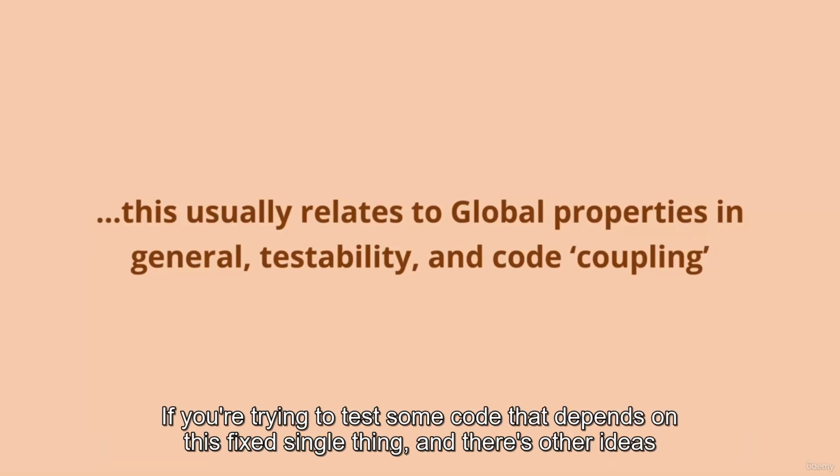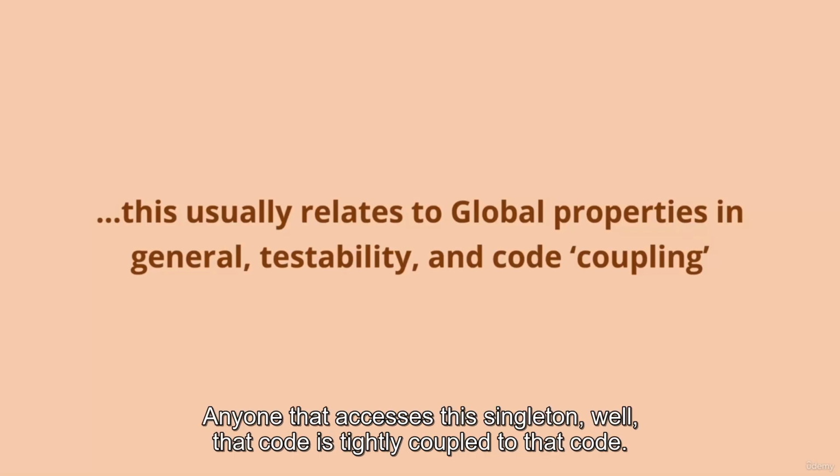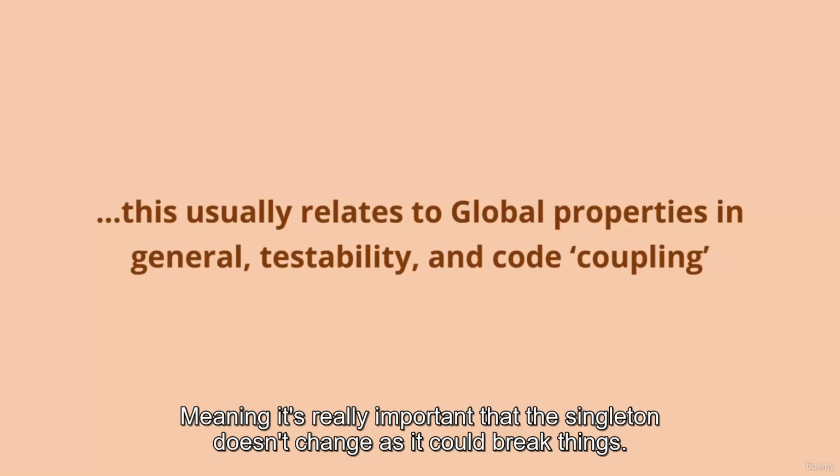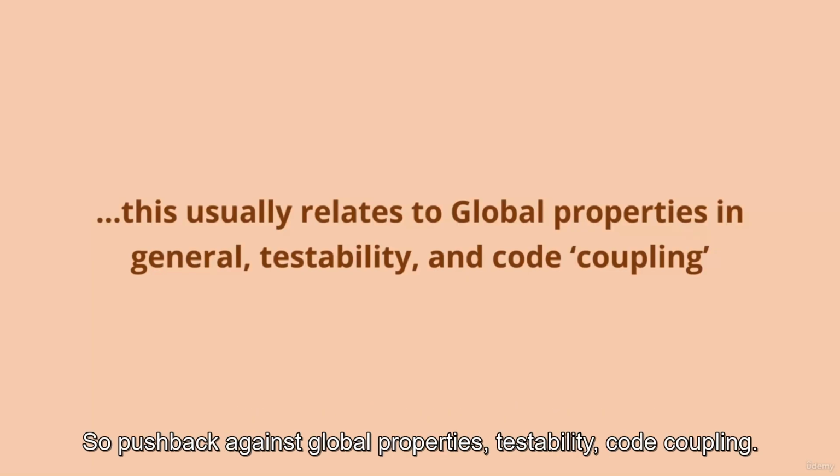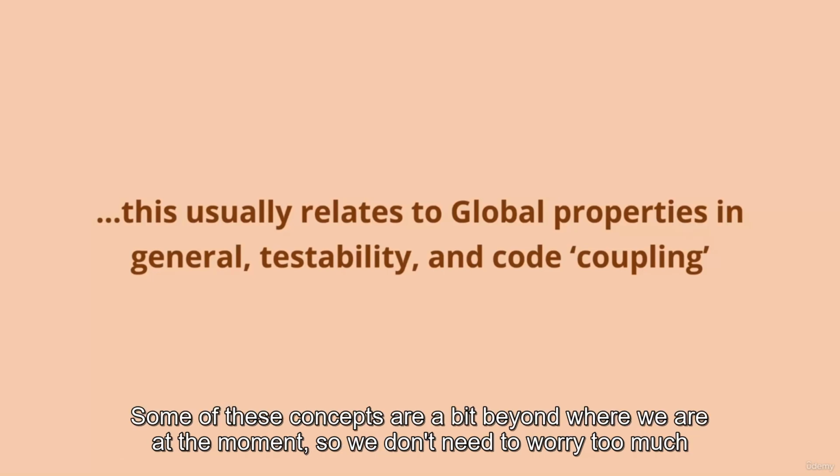There's issues around testability, if you're trying to test some code that depends on this fixed single thing. And there's other ideas about code coupling. Anyone that accesses this singleton, well, that code is tightly coupled to that code, meaning it's really important that the singleton doesn't change, as it could break things. So pushback against global properties, testability, code coupling, some of these concepts are a bit beyond where we are at the moment, so we don't need to worry too much at this stage.